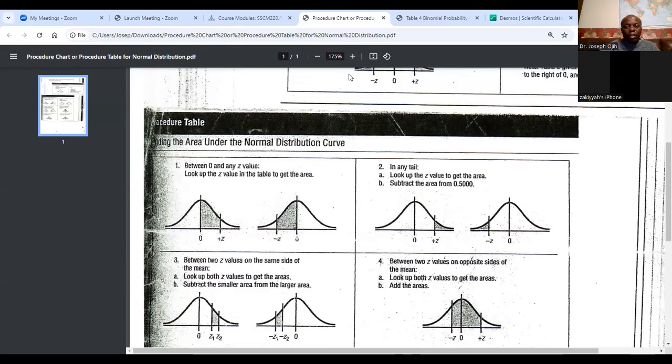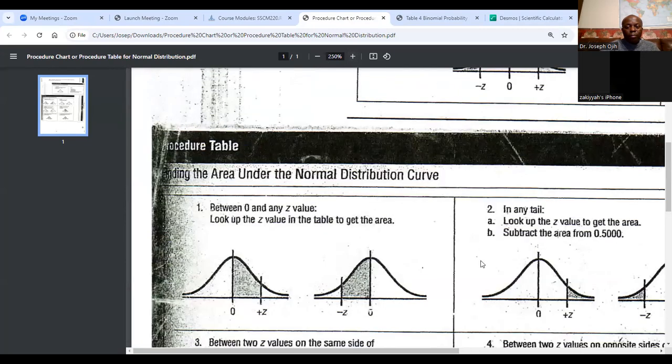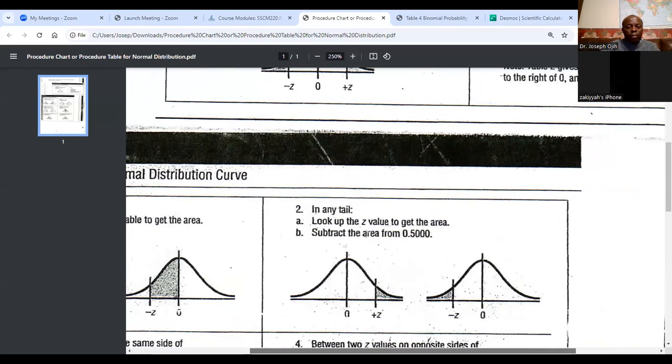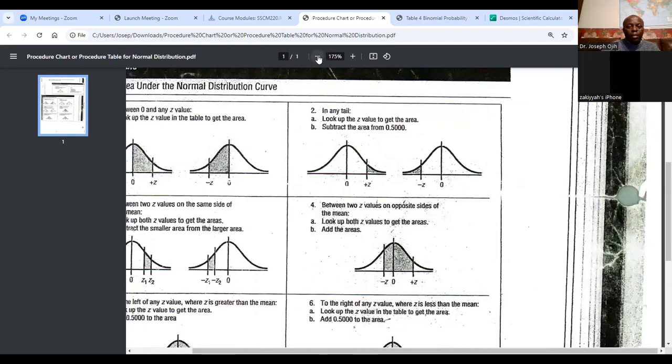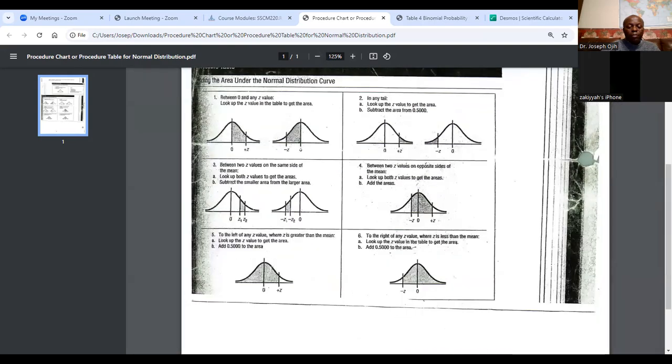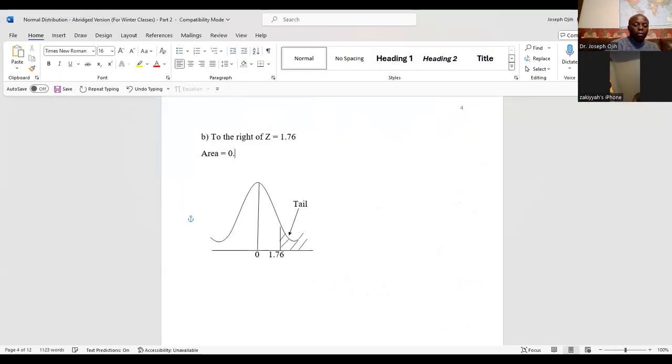And what does this say there? It says, in any tail, look up the Z to get the area, then subtract the area from 0.5. So we have 0.5 minus, then we go and look for this 1.76 on the table.